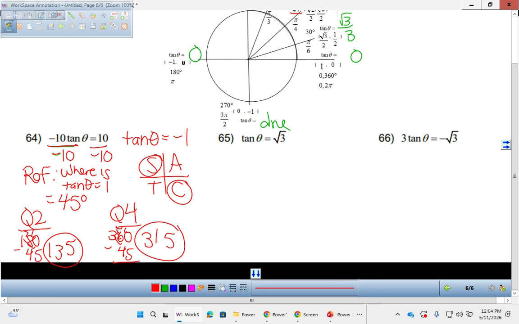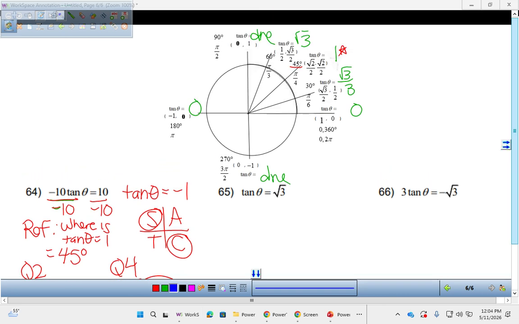Let's see if we can get one more of these in, or at least quickly. So if I'm going to do 65, let's just do this one in radian mode to switch it up, all right? I don't have to get tangent alone, it's already alone. Is root 3 a quadrant tangent or a corner tangent? Where do you see the root 3? In quadrant 1 or on the corners? It's a quadrant tangent.